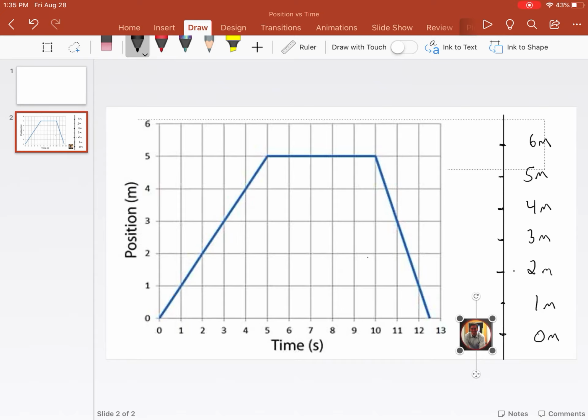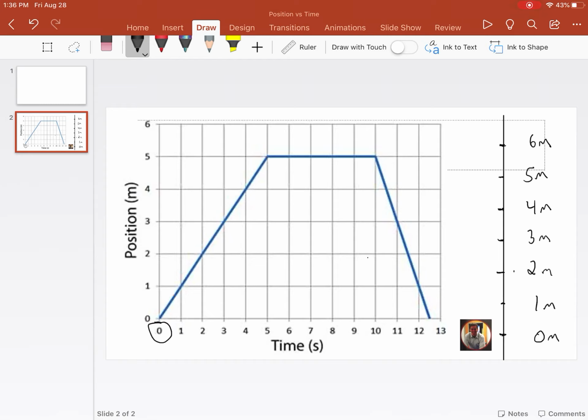The axis at the bottom just shows time, where I happen to be on that number line at any given point in time. So, for example, at the very beginning, at time 0, right there, my position is 0 meters. So at the very beginning, I'm at 0 meters. And you can see that over here on the number line. I'm right there. I'm by 0 meters.